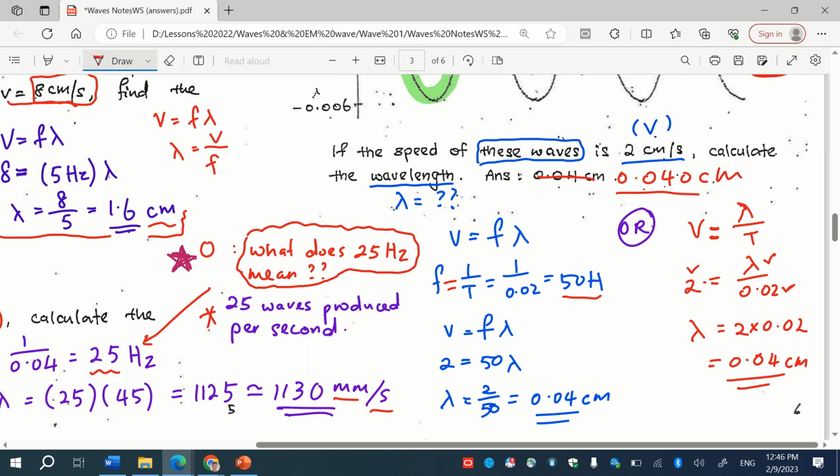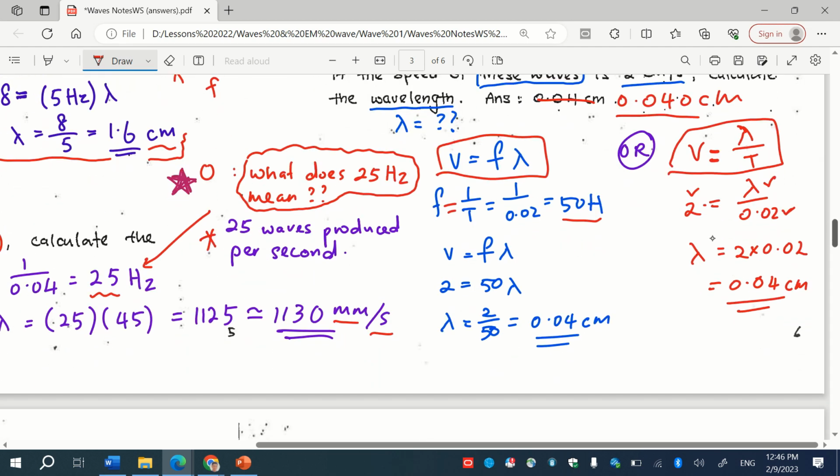There you go, you have your wavelength: 2 times 0.02, you get 0.04 cm as well. Both methods work. Just to let you know, both formulas work, and it's good to know both of them.